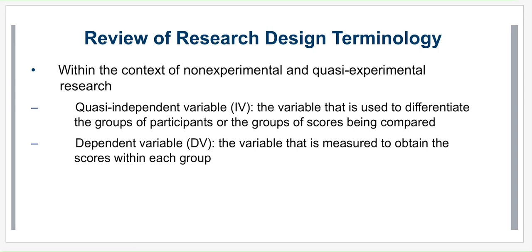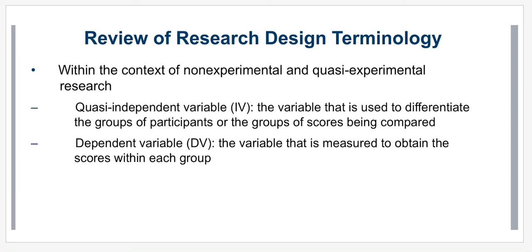So what it is called in this context is a quasi-independent variable, because it is sort of an independent variable. That's the variable that you are looking at, at possibly influencing your dependent variable. And again, dependent variable is the same. That's what you're measuring. That's the scores you're getting. But again, because it is not being truly manipulated, it has to be considered a quasi-independent variable. And that just helps distinguish it when you're reading about someone's research, so that you know exactly what they were studying and how they were studying it.